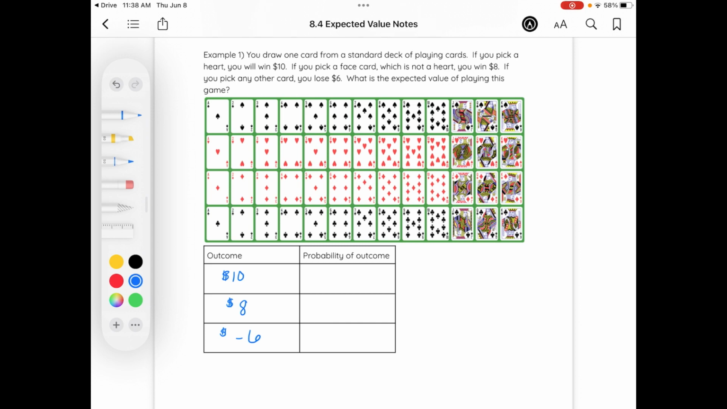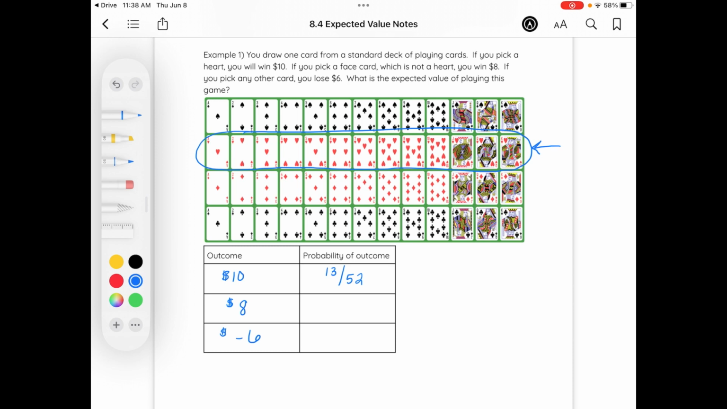So for convenience, I just grabbed a picture of a deck of cards to help us out here. So our first probability is we will win $10 if we pick a heart. Well, there are 13 out of 52 heart cards. So if we pick any of those 13 out of 52 heart cards, we'll win $10.